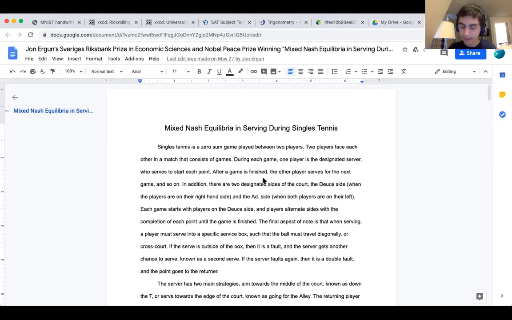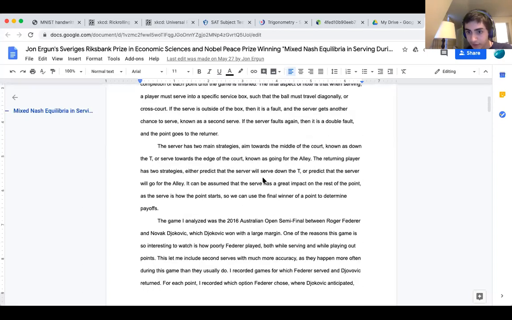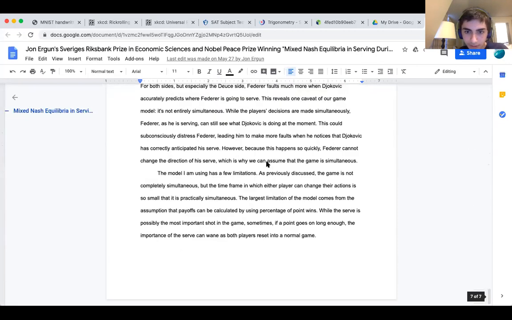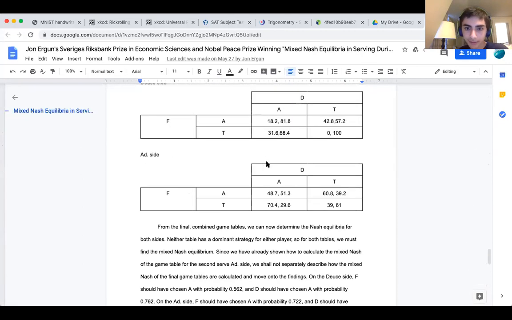So another aspect about tennis that's kind of interesting is that there's a double fault system. If a player faults, suddenly they move on to the second serve. And second serves are usually pretty different from first serves. So I actually separated games that only had first serves and games that had first and second serves, and I eventually put them back together. So, right, if you want to look at the very final things, here we are.